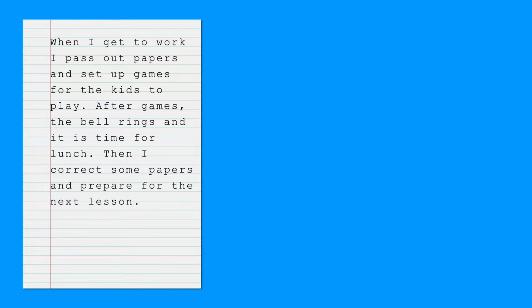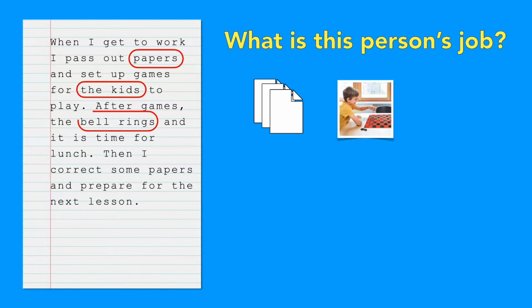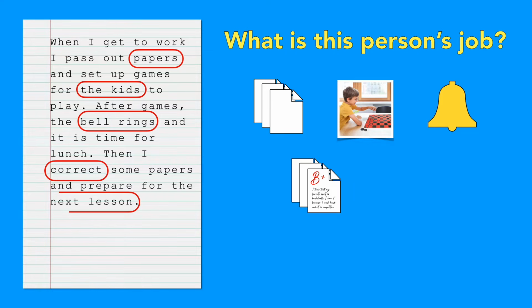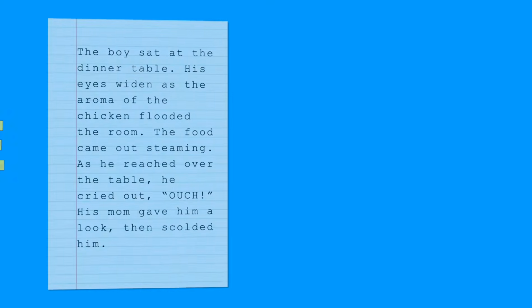Let's look at some examples together. What is this person's job? When I go to work, I pass out papers and set up games for the kids to play. After games, the bell rings and it's time for lunch. Then I correct some papers and I prepare for the next lesson. If you guessed a teacher, that's correct. We just made an inference by using the clues that were implied in this text. Let's try another one.